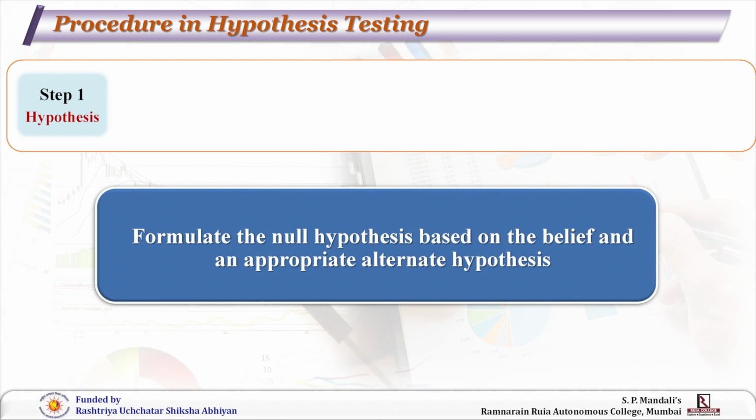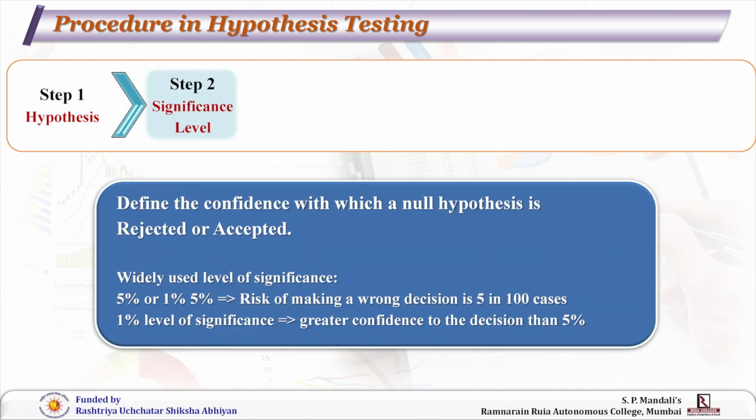Let us summarize the procedure of hypothesis testing. The first step is to formulate the null and its appropriate alternate hypothesis. The second step is to define the confidence with which the null hypothesis is rejected or accepted. The widely used levels of significance are 5% or 1%.